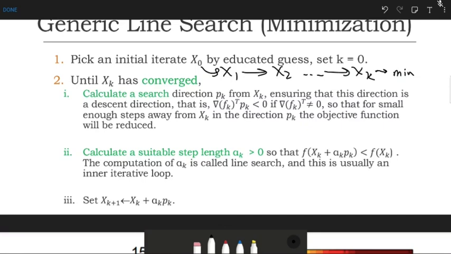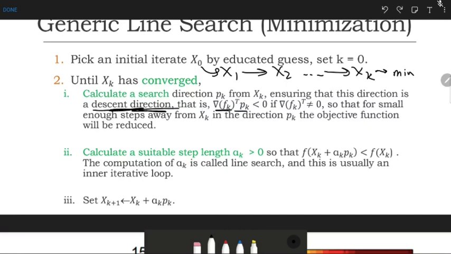Calculate a search direction pk from xk, ensuring that this direction is a descent direction. Since we are minimizing, our p will be nothing but the descent direction. So how do I get a direction that is in the opposite direction? Gradient times some direction should be negative. Basically, p is a negative direction. That's it. If I substitute p with some vector opposite to the gradient, this value will be negative.